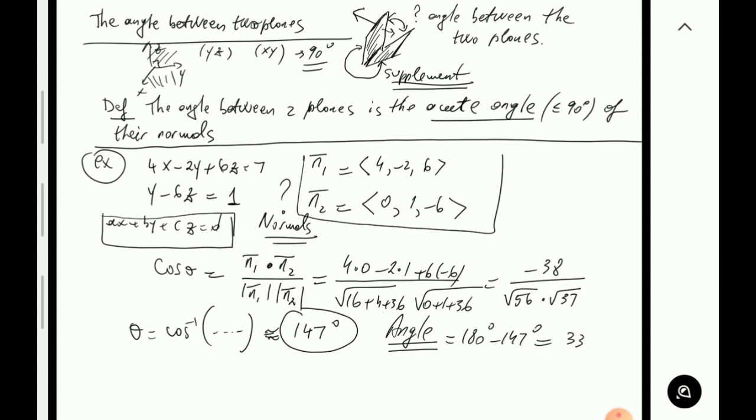So by the definition that we had here, the actual angle between the two planes is 33 degrees. If you chose the normals differently, then you would have gotten 33 degrees from the onset.